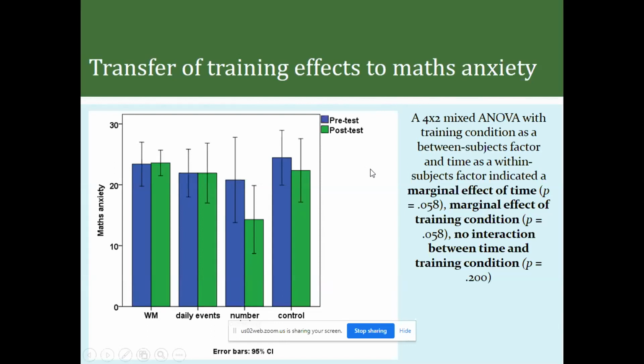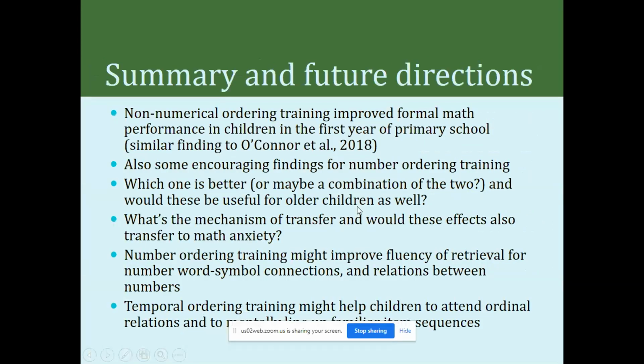And we also checked for transfer effects to maths anxiety, and although the effects are not significant, you see at least some indication of a trend in the number ordering condition that maybe maths anxiety was a little bit reduced. So I guess this also suggests that it would be really nice to repeat this training with a larger number of participants and see if the number ordering training actually could be useful.